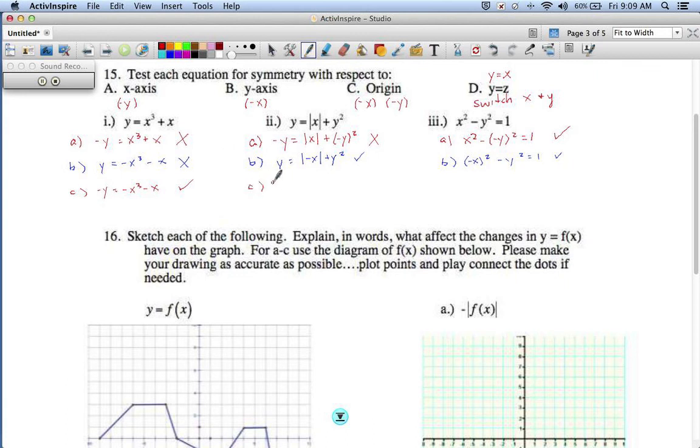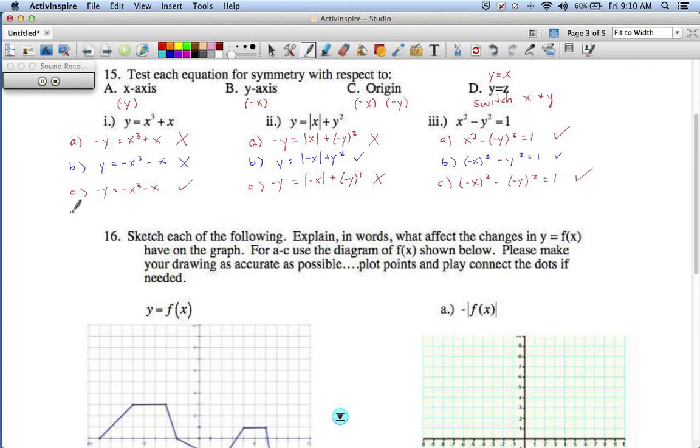Here I'm going to negate them both. Negative y equals the absolute value of negative x plus negative y squared. Unfortunately, this does not work. While the right side remains the same, the left side does not. And here, this again will work if I negate both of these guys. Since I'm squaring them both, we're good.